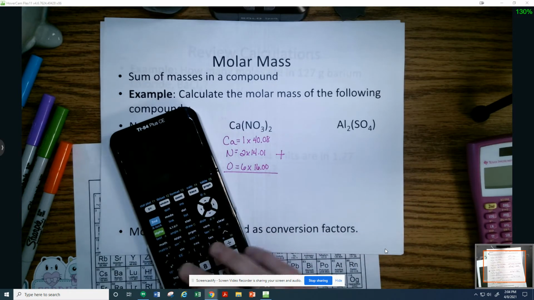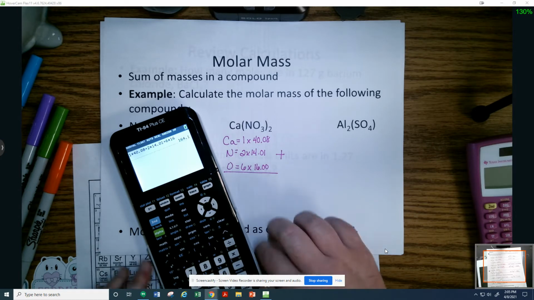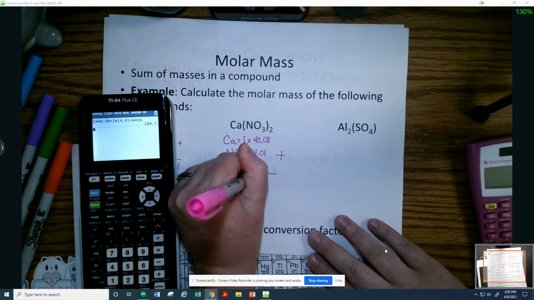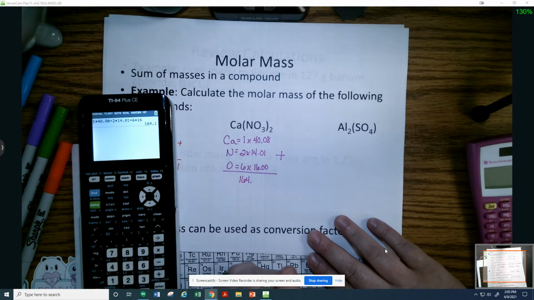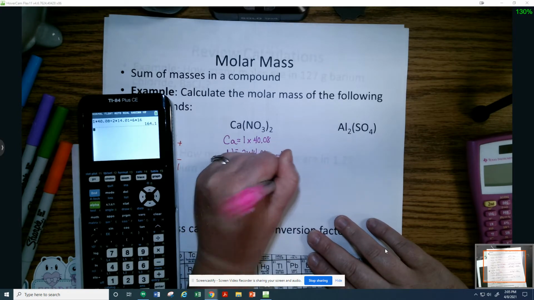So this is how I do it. Not that you really need to type the 1, but we're taking 1 times 40.08, add that to 2 times 14.01, add that to our 6 oxygen that are at 16, and the molar mass of the substance is 164.10. Because these are to 2 decimal places and we're adding, we're going to put 164.10 grams per mole.